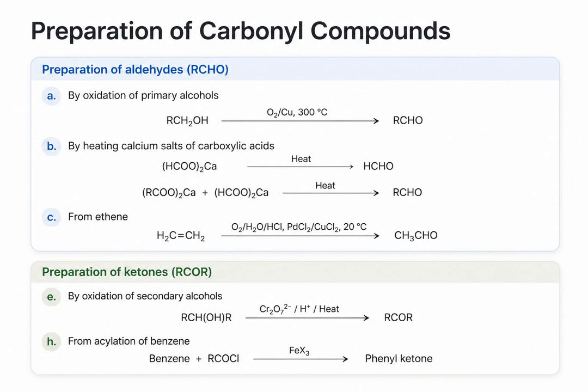Shifting to carbonyl compounds, aldehydes can be prepared by the mild oxidation of primary alcohols, heating calcium methanoate, or the catalyzed hydration of ethyne. Ketones are similarly prepared by oxidizing secondary alcohols or through the Friedel-Crafts acylation of benzene using an acid halide and an iron catalyst.